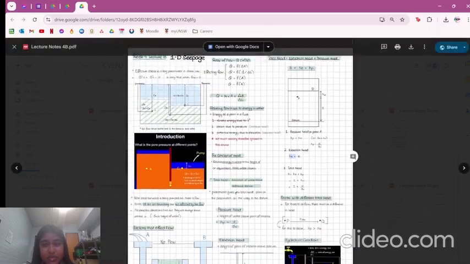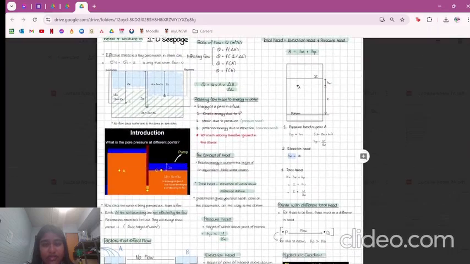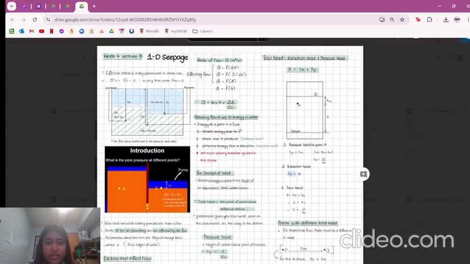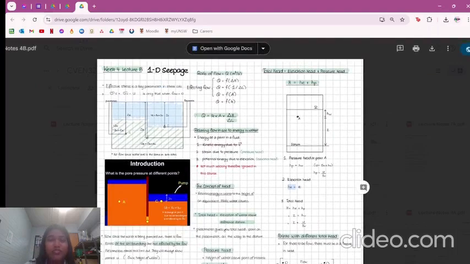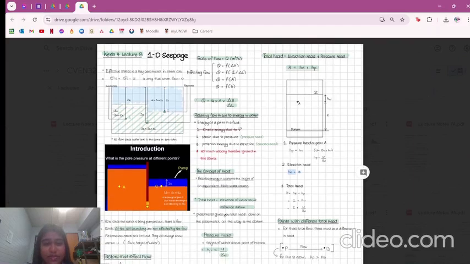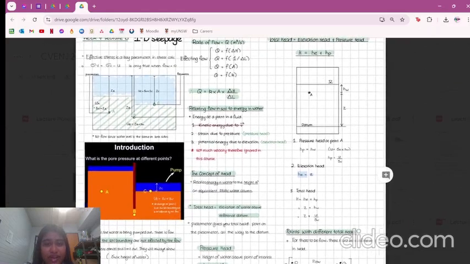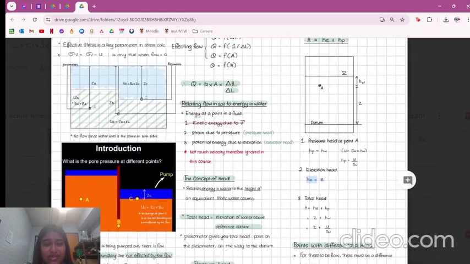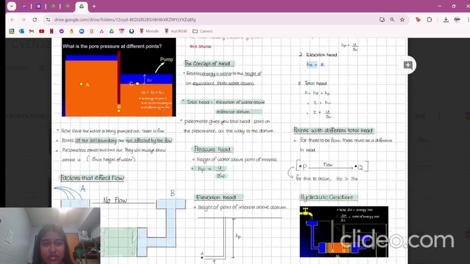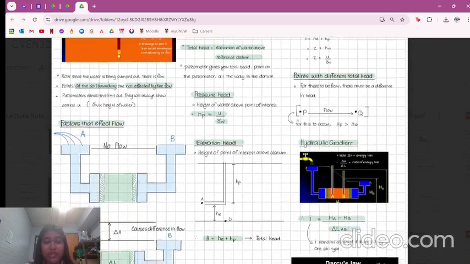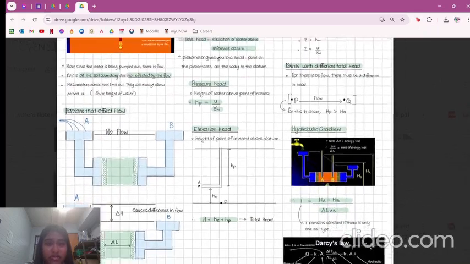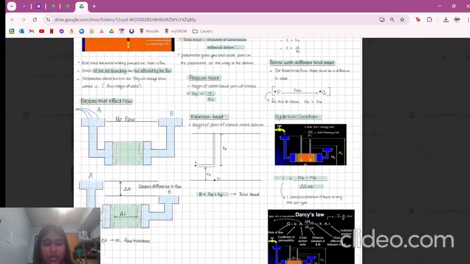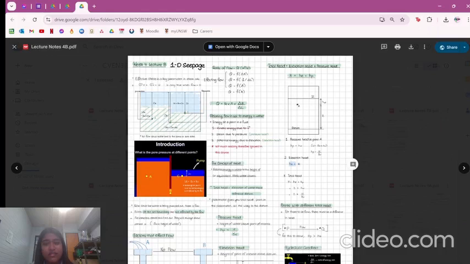That's all I really wanted to cover in terms of 1D seepage. Those are the main points that you're going to use in your workshop questions. I don't know if I have any 1D seepage questions to go through in these notes, but they should be on the Google Drive link. But that's all I had to explain about week 3 and week 4 of the soils topic.